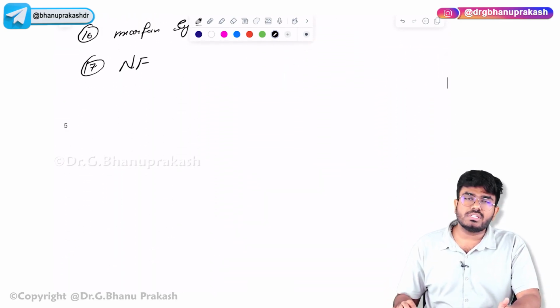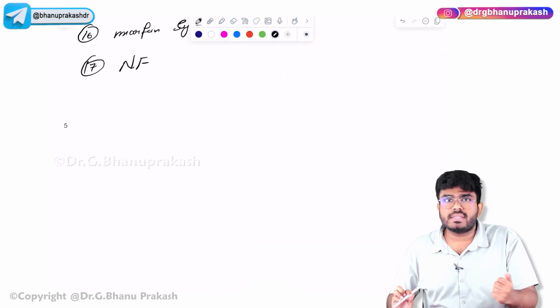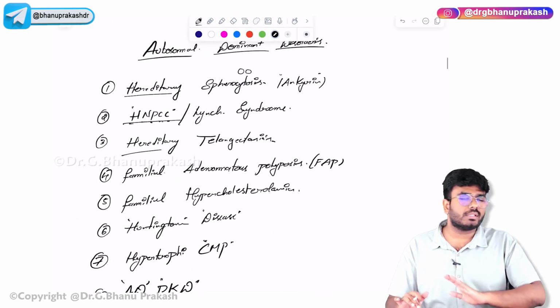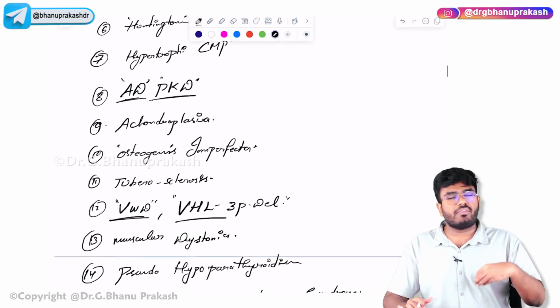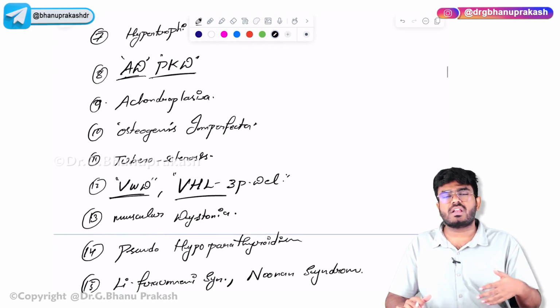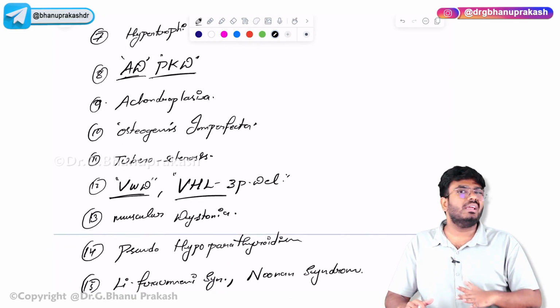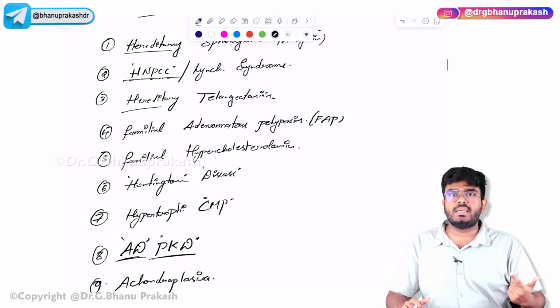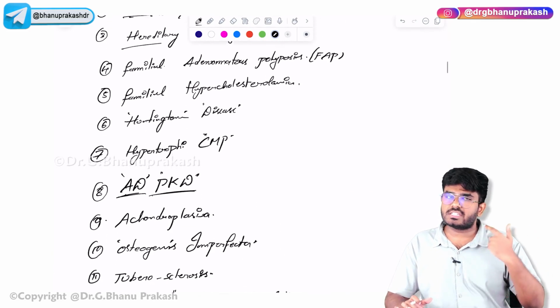Now let's discuss the important autosomal dominant diseases. First, we have seen this is the list. This list you have to learn by heart. There is no doubt you have to learn it by heart. There are multiple mnemonics available on the internet, you can go through them, but you cannot retain them for longer. Just try to memorize them as much as you can.